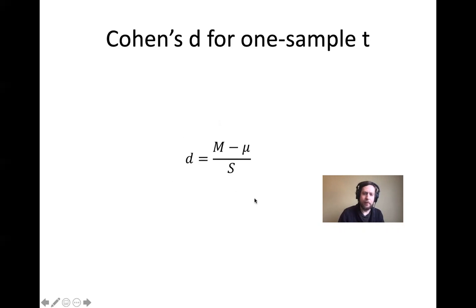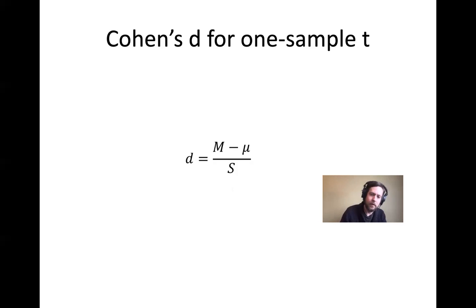Here's the Cohen's d that we will be using for the one sample t, and I want to point out how it differs from Cohen's d for z. In chapter 8, we did Cohen's d for z. Now we're doing Cohen's d for t. It's exactly the same. The only difference is what is in the denominator. In chapter 8, when we were doing z, the denominator had sigma, that is population standard deviation. Because for t we don't know population standard deviation, we use s, which is sample standard deviation, when we're calculating Cohen's d.